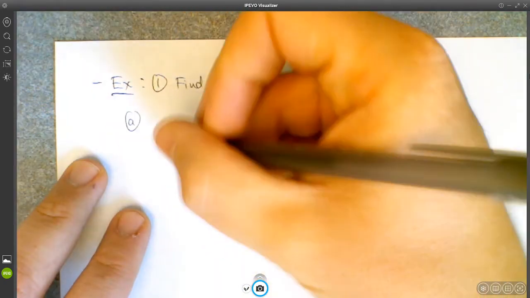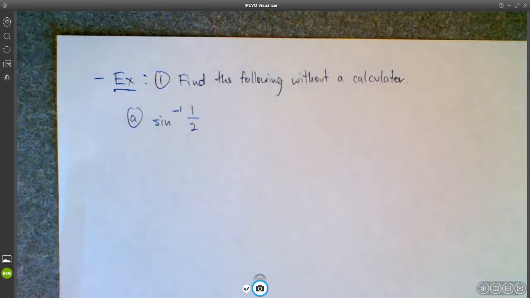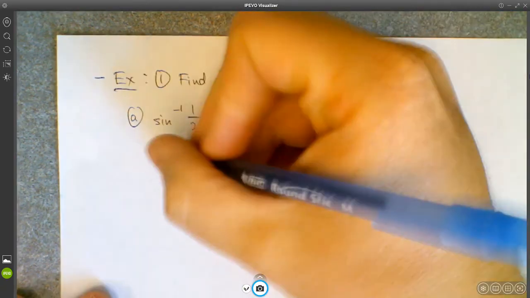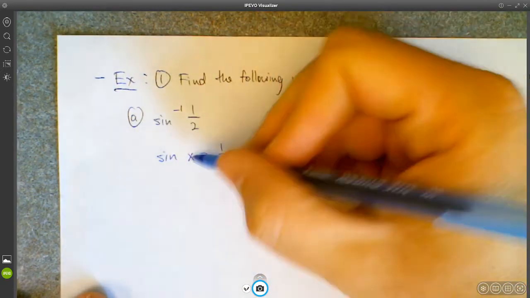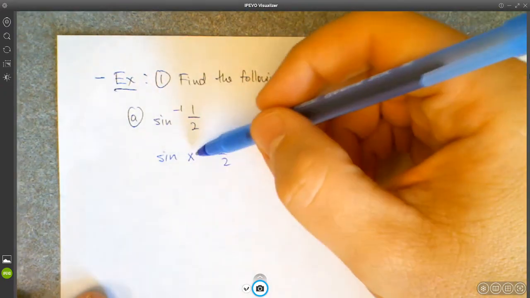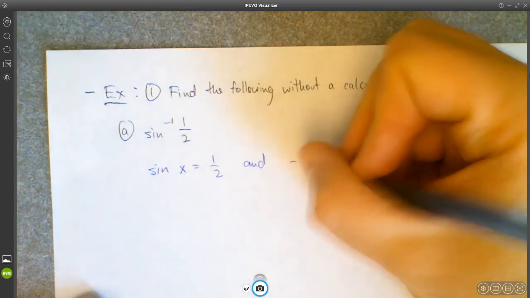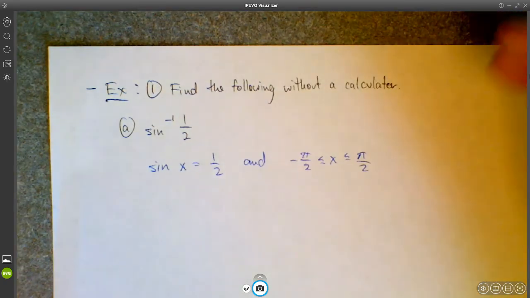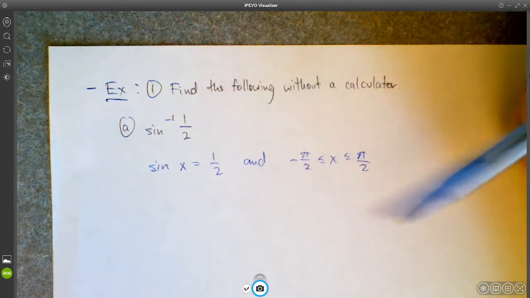So let's do sine inverse of 1/2. That means that sine of some value x equals 1/2. So we're looking for some angle such that sine of that angle is equal to 1/2, and the angle has to be between negative pi over 2 and pi over 2. So can we think of what value makes sine equal to 1/2?